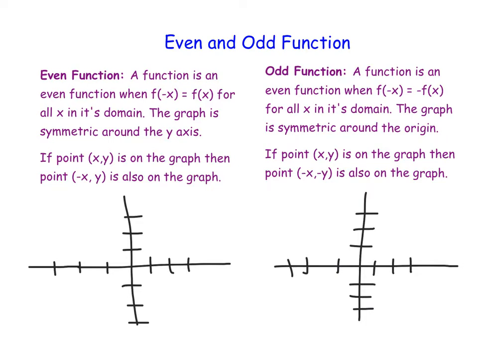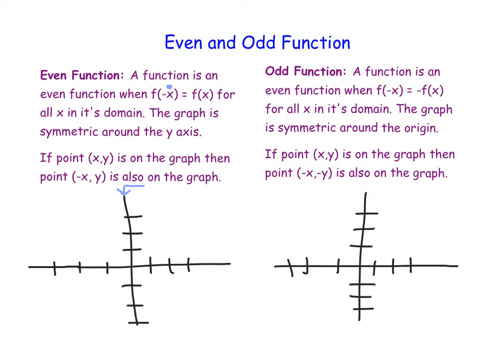By definition, an even function is a function when f of negative x, so notice that we're essentially reflecting this x over the y-axis because it's a horizontal reflection, equals f of x for all of the x values in its domain. Essentially what this is saying is that the graph is symmetric around the y-axis. Here is our y-axis, and the graph is symmetric around it. The y-axis acts as a line of symmetry, and we can essentially fold over that line.